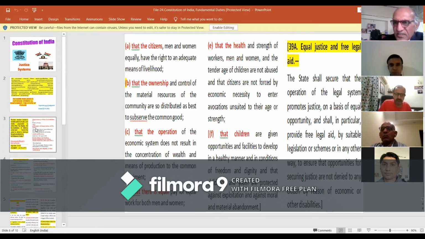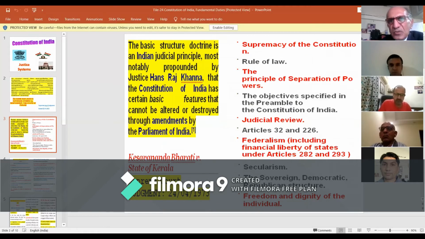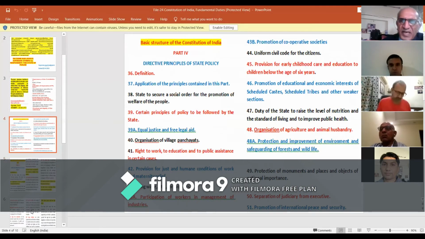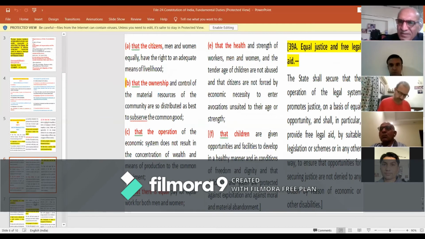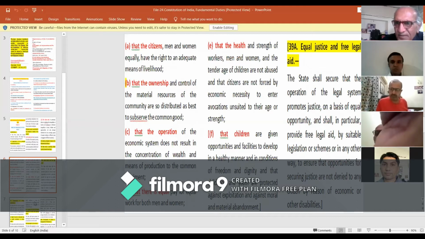It is the basic structure doctrine, which has been pronounced by Justice H.R. Khanna in that judgment. Now let us go through them. Number one, that the citizens, men and women, equally have the right to an adequate means of livelihood. So what is the stress here? That men and women be treated equally. So one principle, a basic structure value accepted by our constitution as per this interpretation, is that men and women are equal.